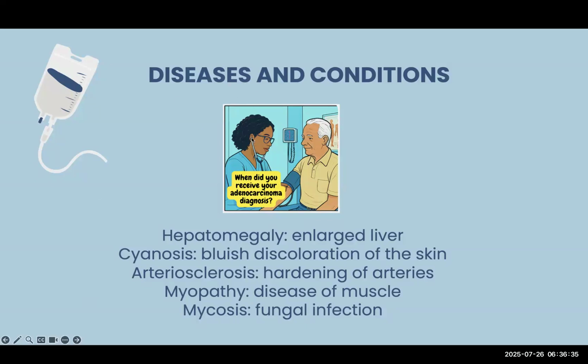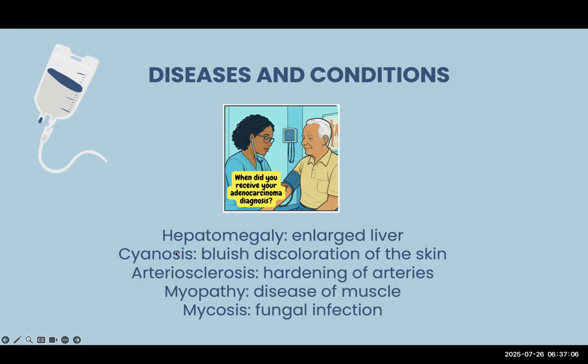All right, so in this case, this MA is taking this patient's vitals, but she's also kind of interviewing him some more. She's asking about a diagnosis he got. And this is an example of a medical term. If we break this down, we can kind of know exactly what she's talking about. Hepatomegaly, enlarged liver. Cyanosis. You'll see in the textbook, they break some word roots and combining forms down that indicate color. This is one of them.